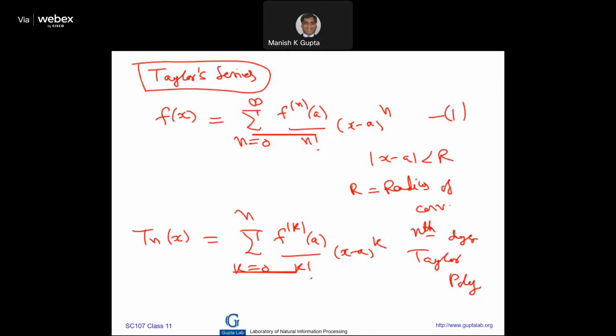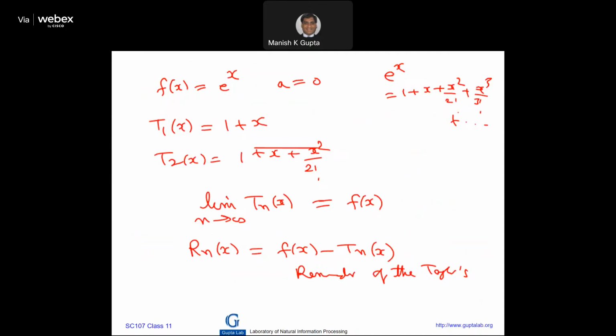So this expression we have called Taylor polynomial, Tn(x), of degree n. This is another degree Taylor polynomial. And if you remember, for f(x) equal to e raised to the power x, and for a equal to 0, T1(x) is 1 plus x, T2(x) is 1 plus x plus x squared by factorial 2, and so on, right?